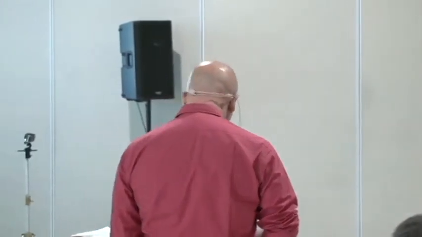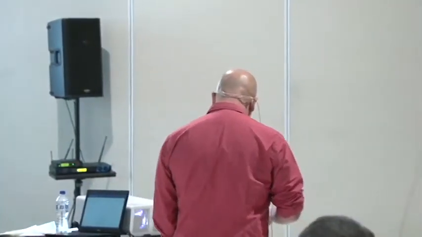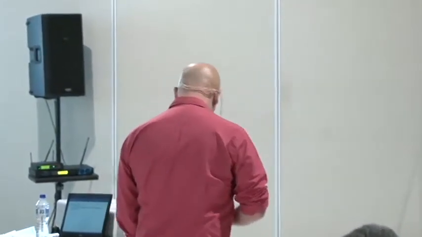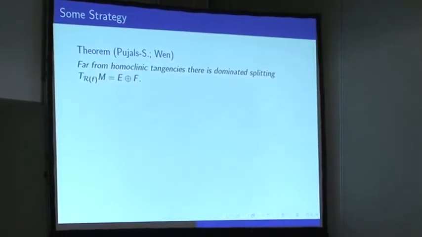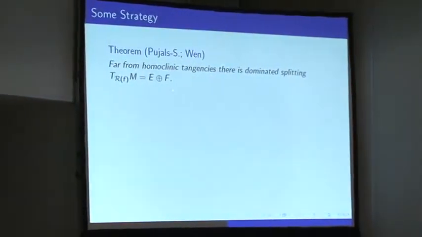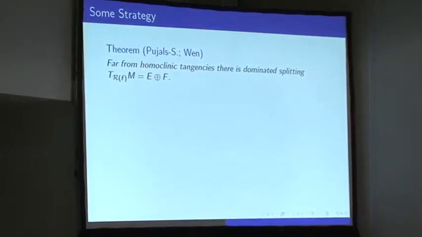But let me also say some strategies for how to prove the kind of results that we mentioned before. The first thing is that if we are far from homoclinic tangencies, we have a dominated splitting. We have a splitting like in the hyperbolic setting, but we don't know the behavior of E or the behavior of F. In the hyperbolic setting, you know that vectors in E are contracted by the tangent map in the future, and F is contracted in the past. But here we don't know.